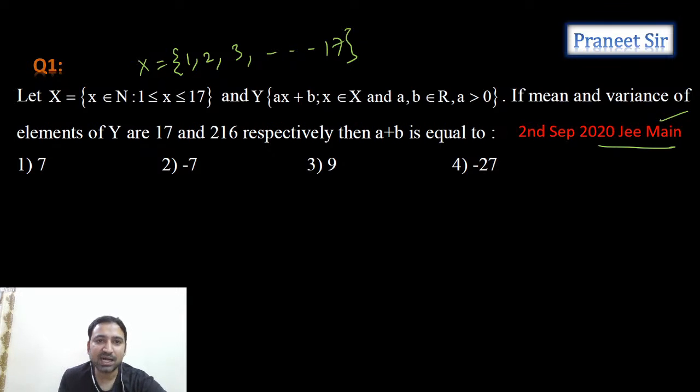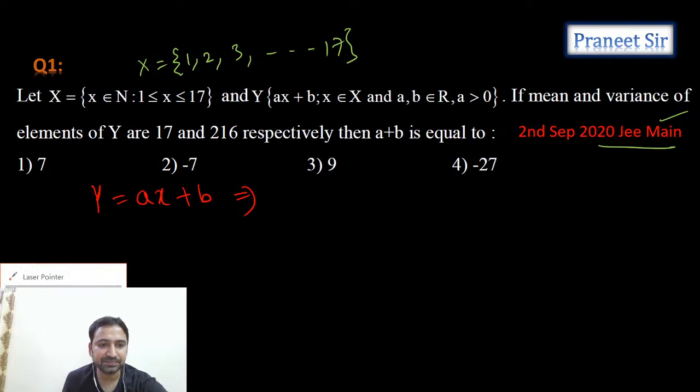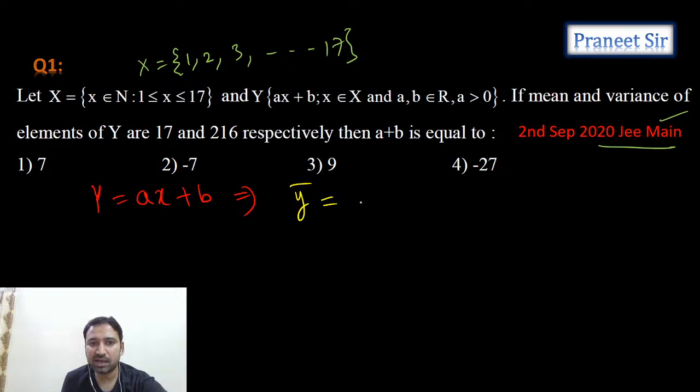So guys, let's start doing this question. There is a relation between the mean and variance of Y and X, guys. Why? Because he gave the relation between Y and X as Y equals aX plus b. From this we can conclude that Y bar, that means the mean of Y, is equal to a X bar plus b. He gave the mean of Y, so Y bar is equal to 17.